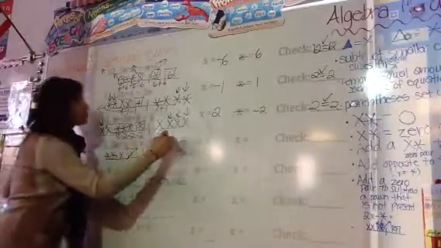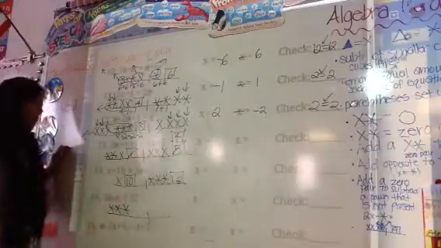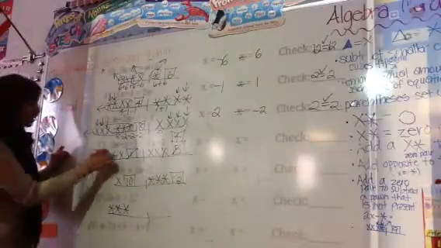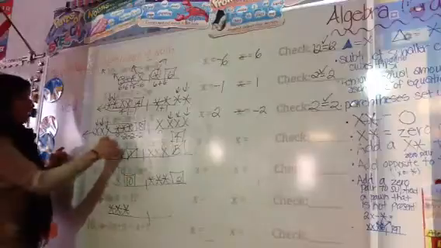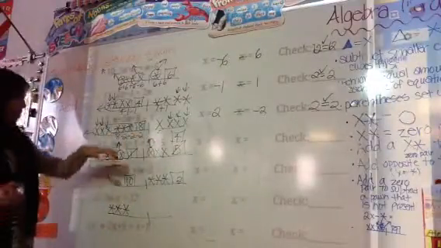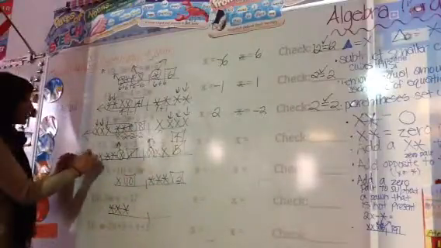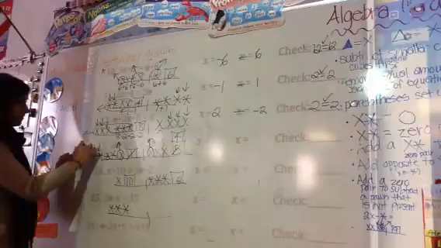Okay, let's start by subtracting. 5 minus 1 is 4. So I need to get these 3 x's off, right? So I can start by taking off an x from each side. Now I'm left with 2 stars equals 2x plus 4. So I'm going to add 2 stars to each side now.